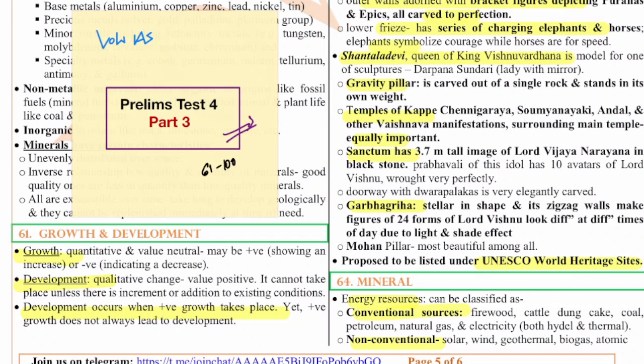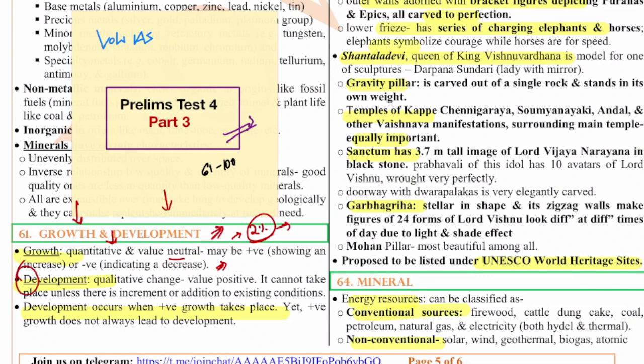So question number 61 is with regard to growth and development. You have to know the clear difference between growth and development. Growth is quantitative and value neutral. It may be positive, showing an increase, or negative, showing a decrease. So let's say the GDP of India is growing, that means compared to the previous year it is growing at 2%. That means there is an increase in the GDP. That is called growth.